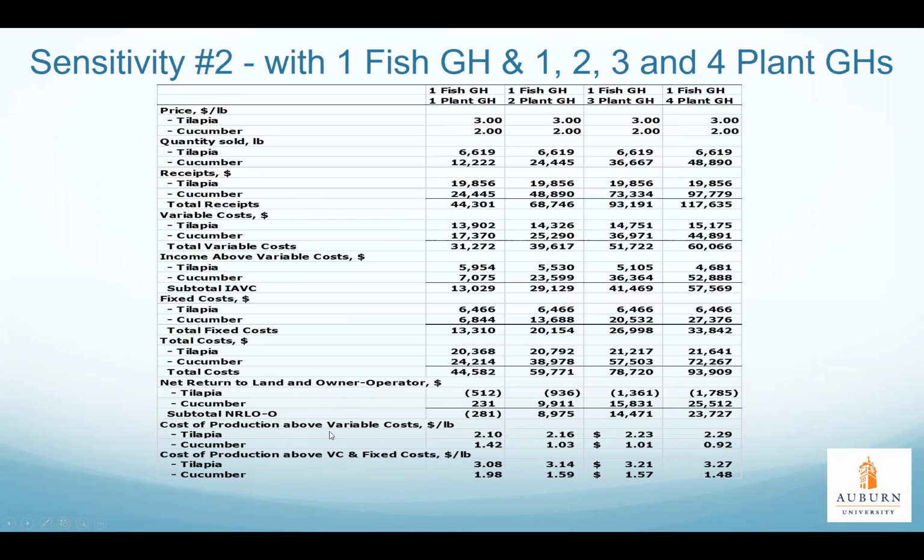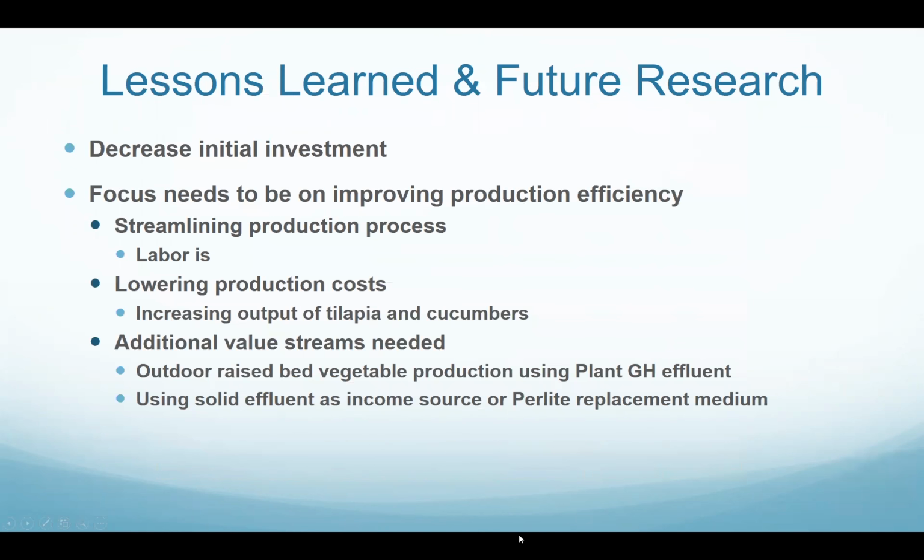And looking at the cost of production above the fixed and variable cost, you can see for the cucumber, it's going down, $1.98 per pound, $1.59 per pound, $1.57 per pound, $1.48 per pound. So I've given you a lot of information in a very, very short time. Let me get to the final section of this presentation, looking at lessons learned and future research. These are things that we're going to have to look at.